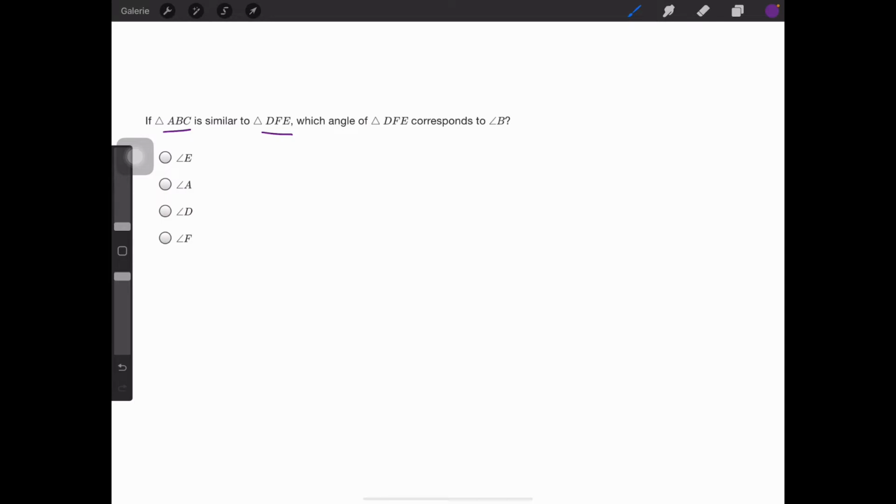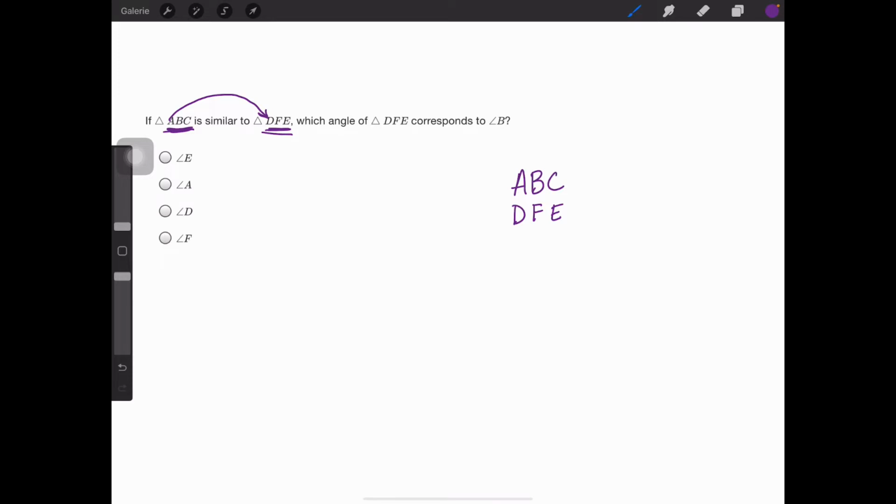Whenever I see a question asking about similar triangles, I'm going to write out the names of the triangles, one on top of the other, in exactly the same order. So ABC and DFE, one on top of the other. That's because when I have similar triangles, my names are giving me hints. The first letter of the first triangle will correspond to the first letter of the second triangle.